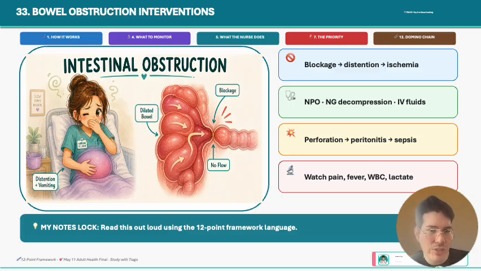If the pain changes from intermittent cramping to constant severe pain, or if the abdomen becomes rigid, right, that is not routine obstruction anymore. So if conservative management fails or there are signs of strangulation, ischemia, perforation, or complete obstruction, surgery may be needed. Okay?